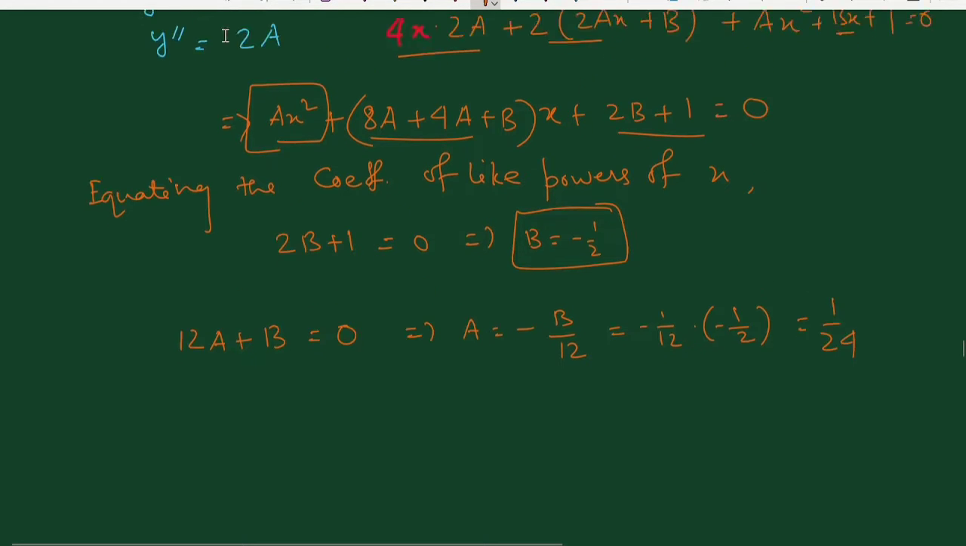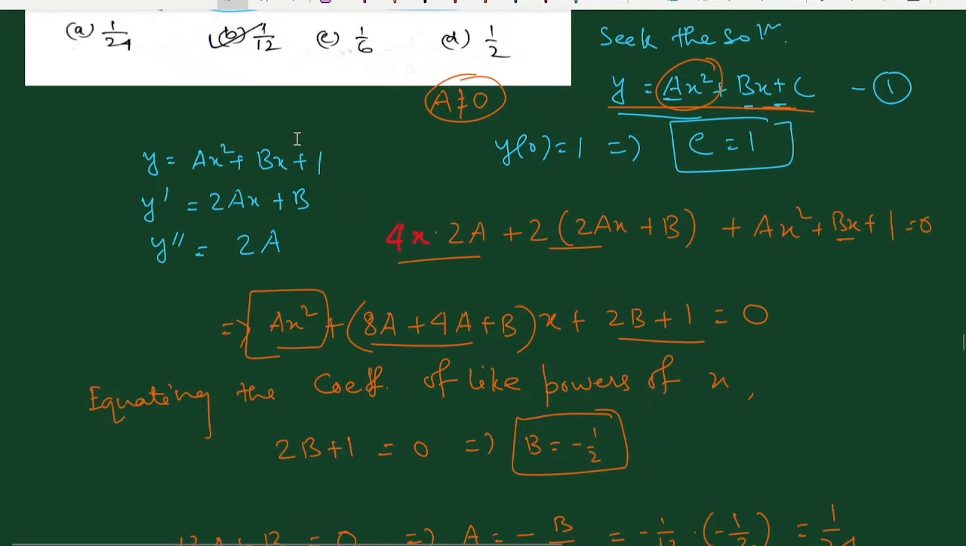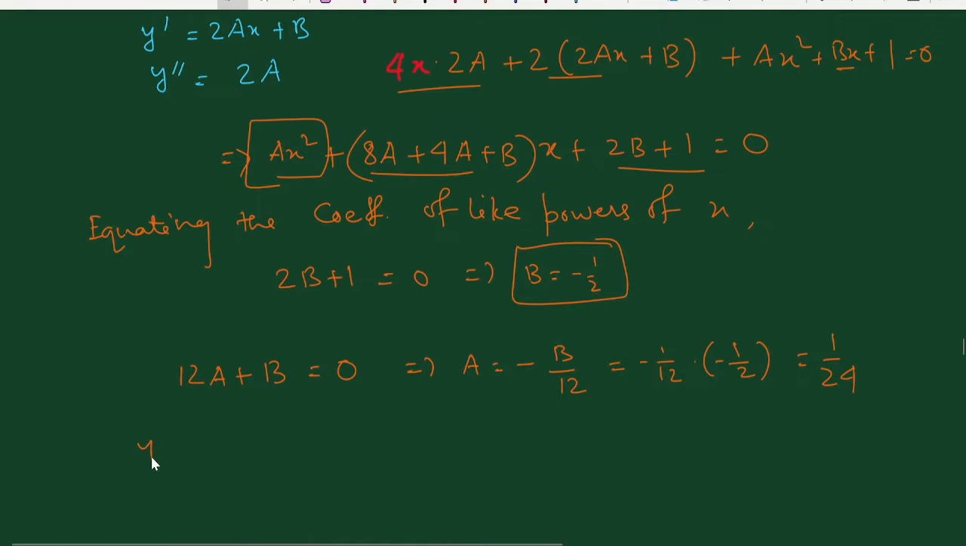So we put y = ax², meaning 1/24 times x², plus bx, where b is -1/2, so minus 1/2 times x, plus 1. This is a solution.